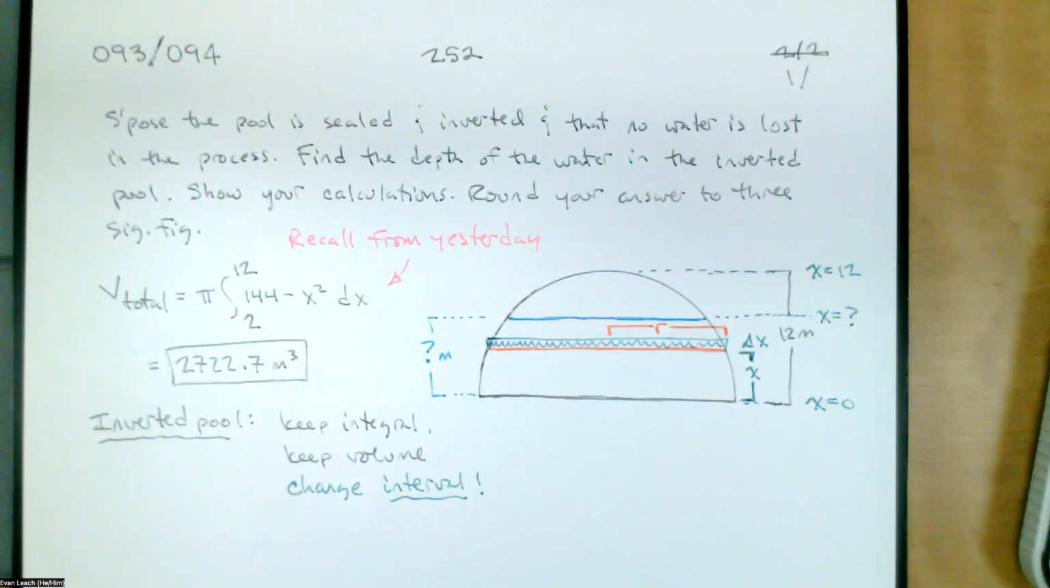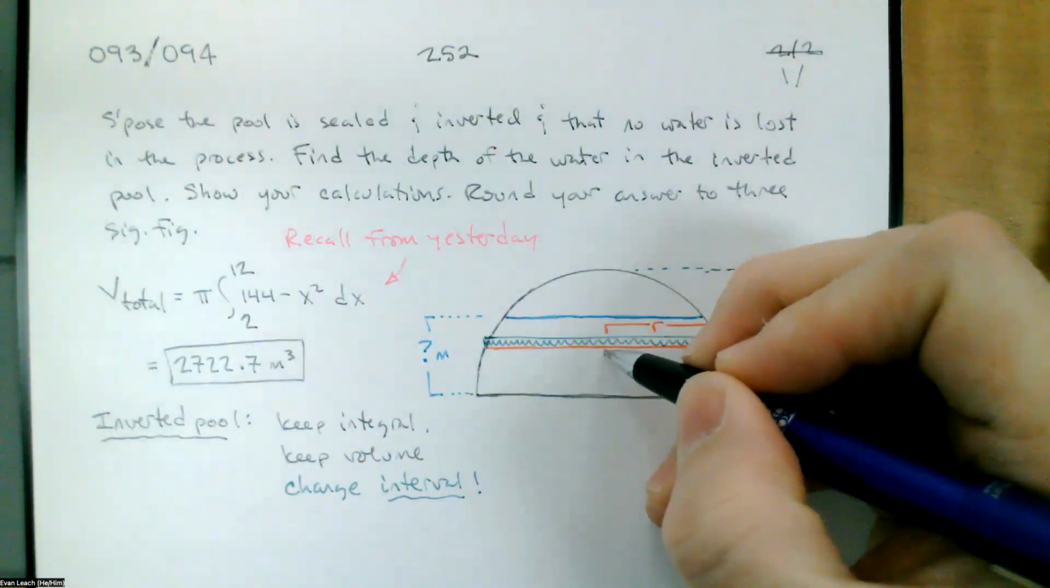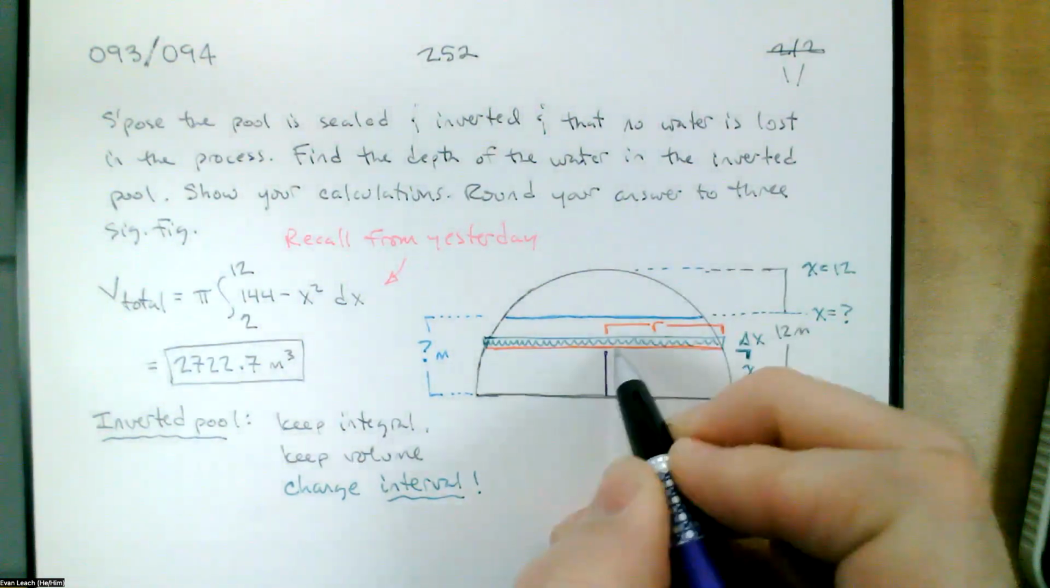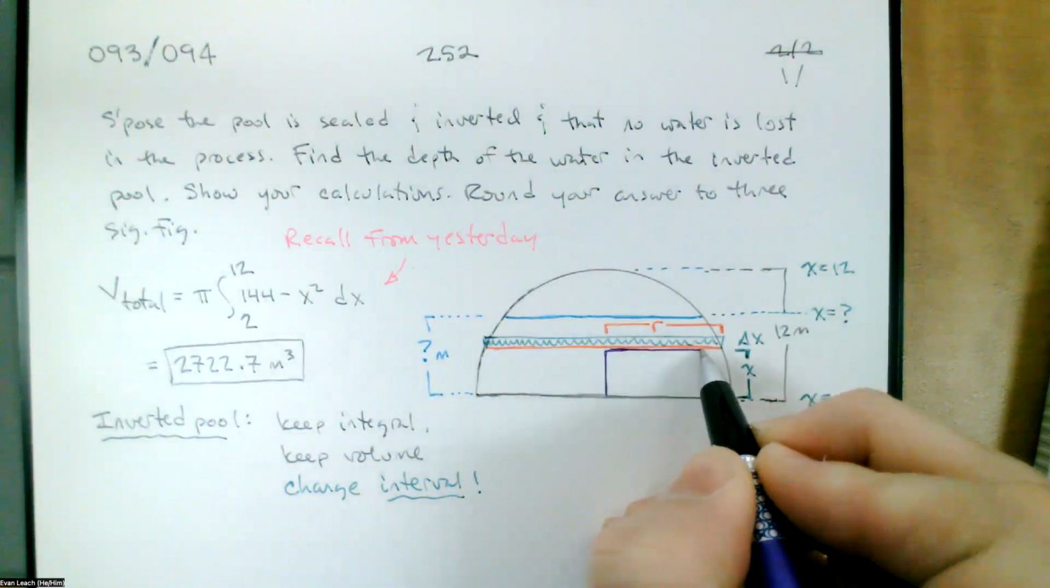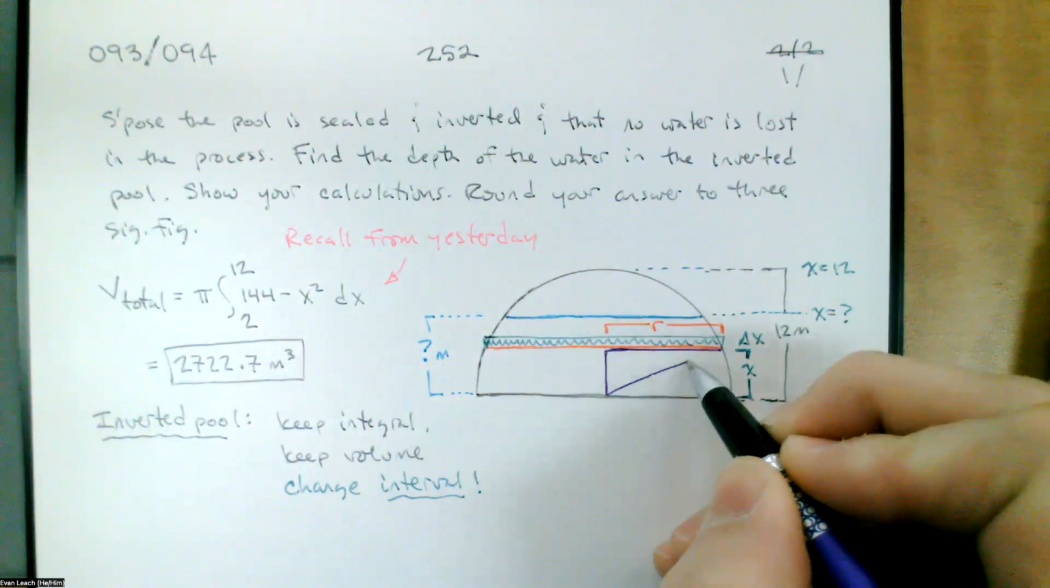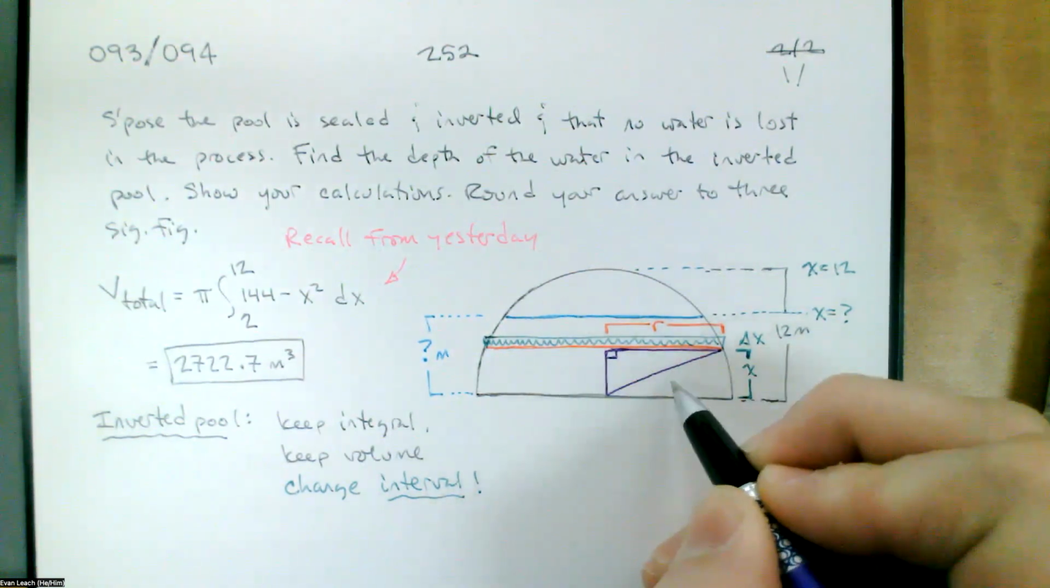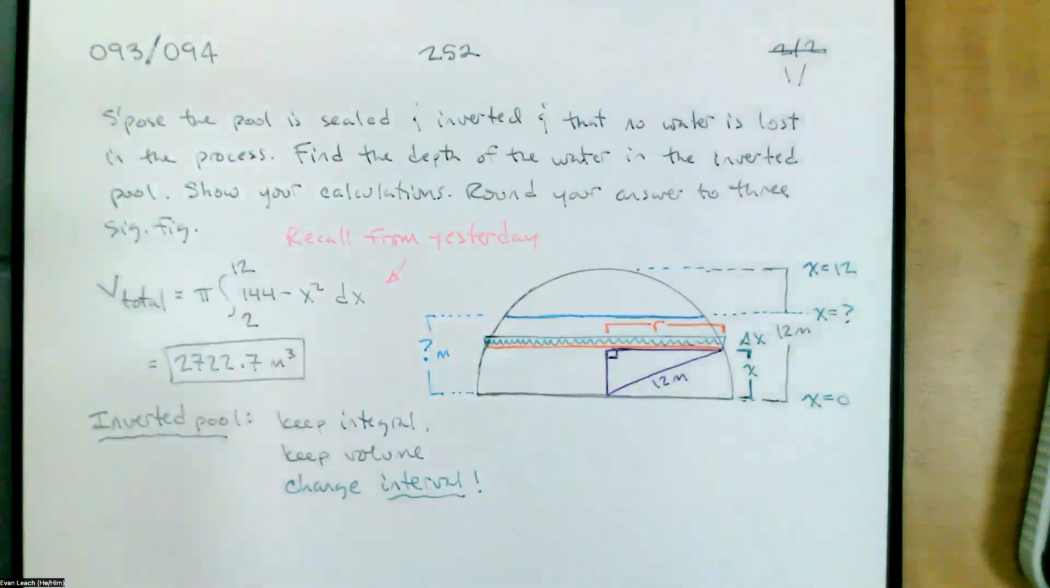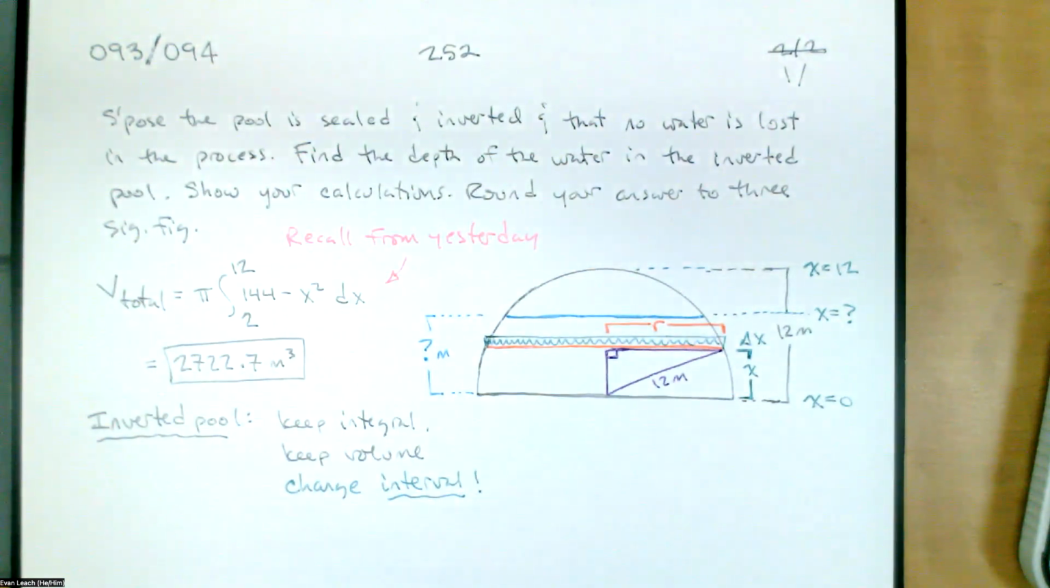Since no water was lost in the process, the volume of the water should be the same, and we're still calculating it the same way. Since we can use the same right triangle, the relationship between x and r does not change. The shape of a slice does not change, still a circle with area pi r squared. So that's why we can use the same integral, the same function.